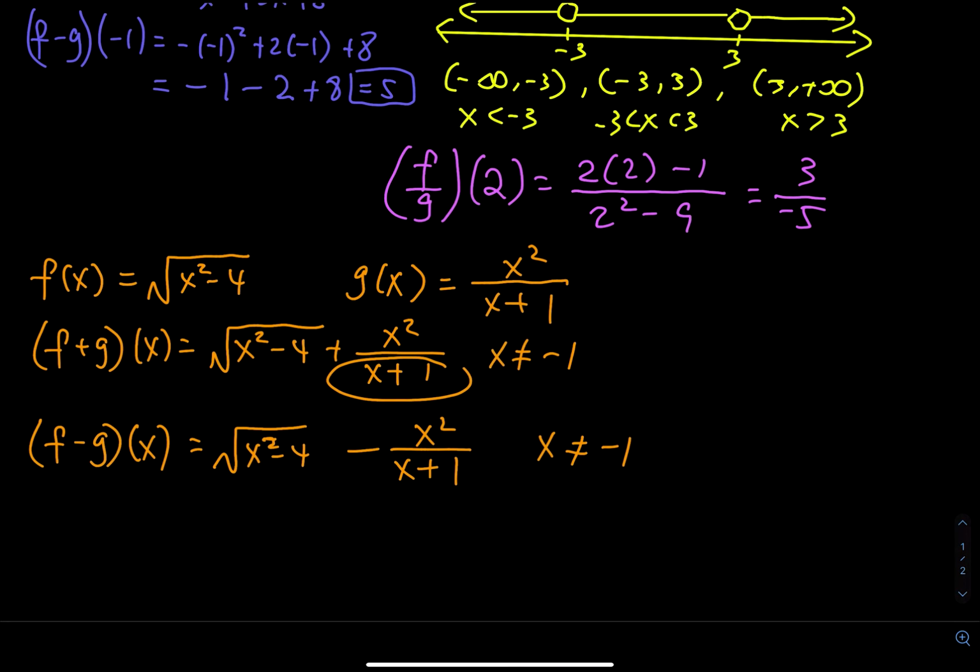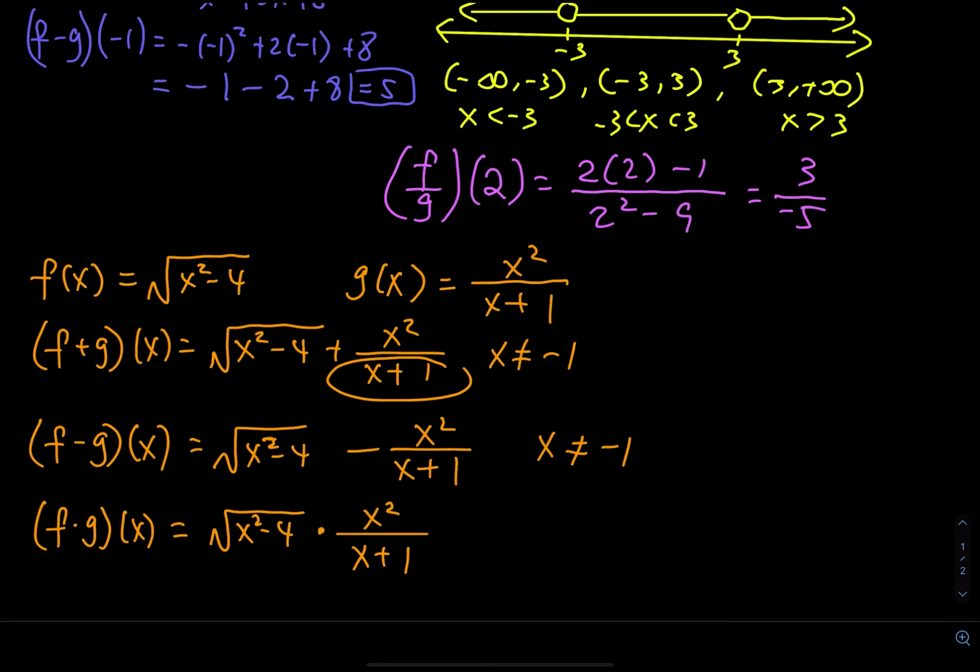And then for multiplication, f times g of x is equal to the square root of x squared minus 4 times x squared divided by x plus 1. Let's put everything in the numerator. You can put the x squared at the back or at the front, it doesn't matter. I prefer to put that at the front. So x squared times the square root of x squared minus 4, over x plus 1. And you also have to specify that x cannot be equal to negative 1.